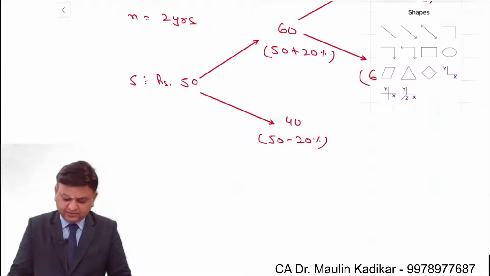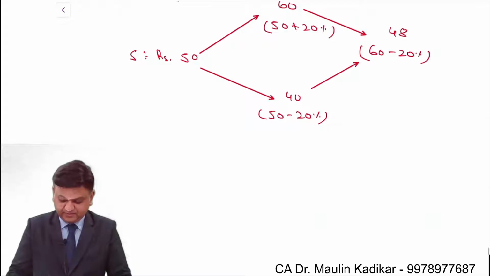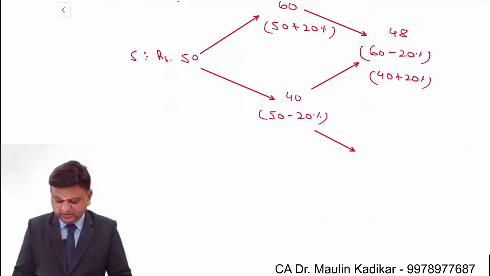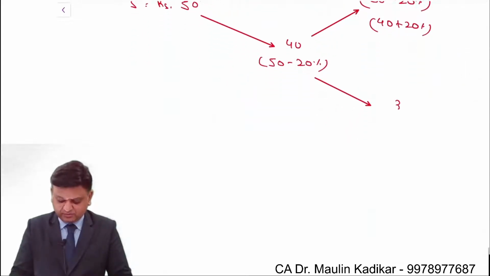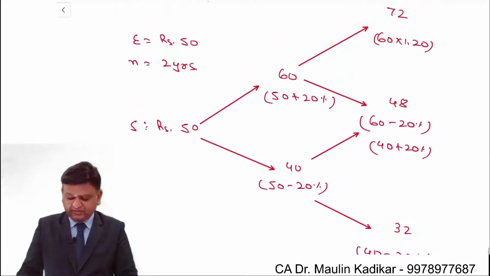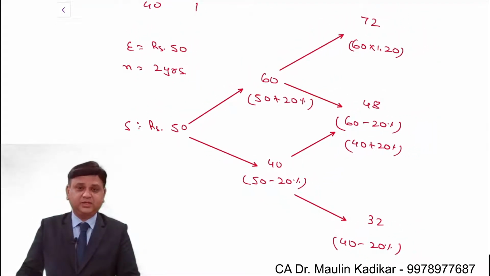Again, 40 rupees plus 20%. That comes to 48. That is over here. 40 plus 20% will be the same. And again, 40 minus 20%. That comes to 32. This is the way we will have the market price of the equity share at the end of the 2 years period. Like that information is given.